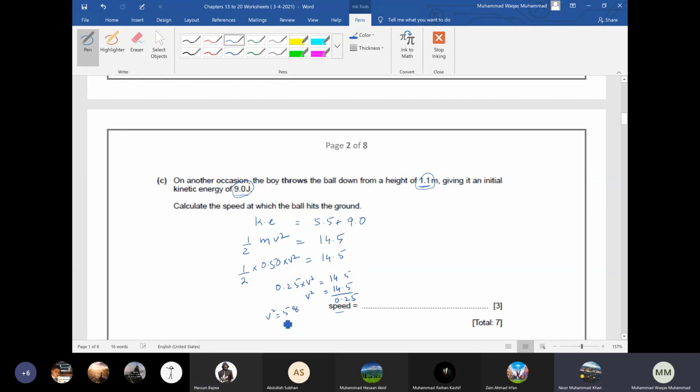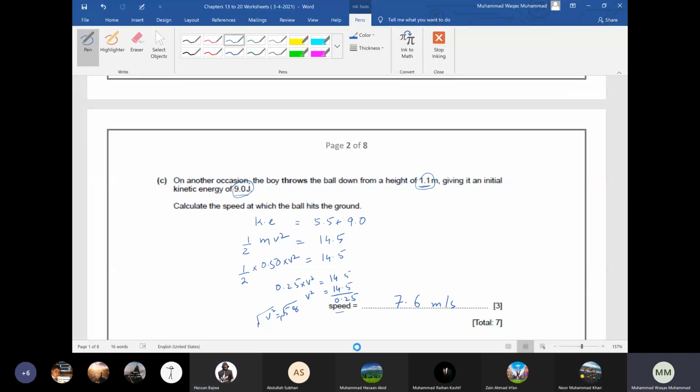No sir, beta, this is v square. We have to find speed, so we'll take the square root. We get 7.62. If we write the answer to two significant figures, we can write 7.6 meters per second. Ji beta, clear? Yes, sir.